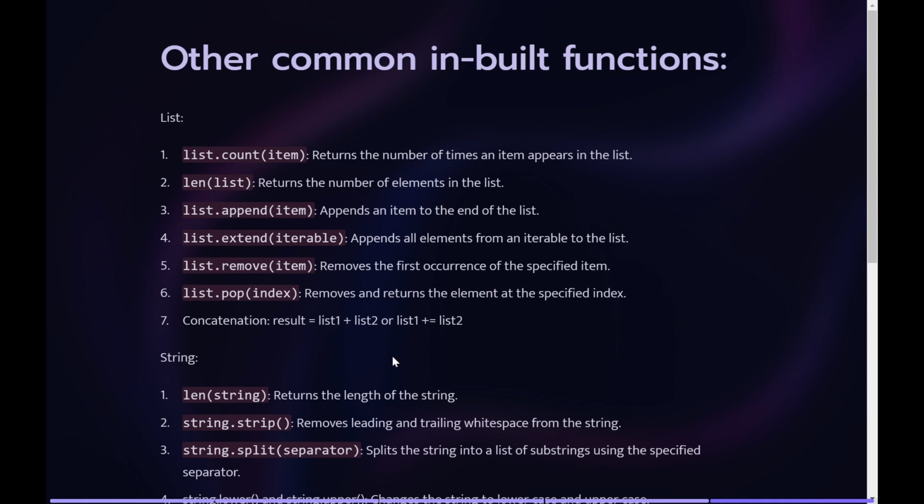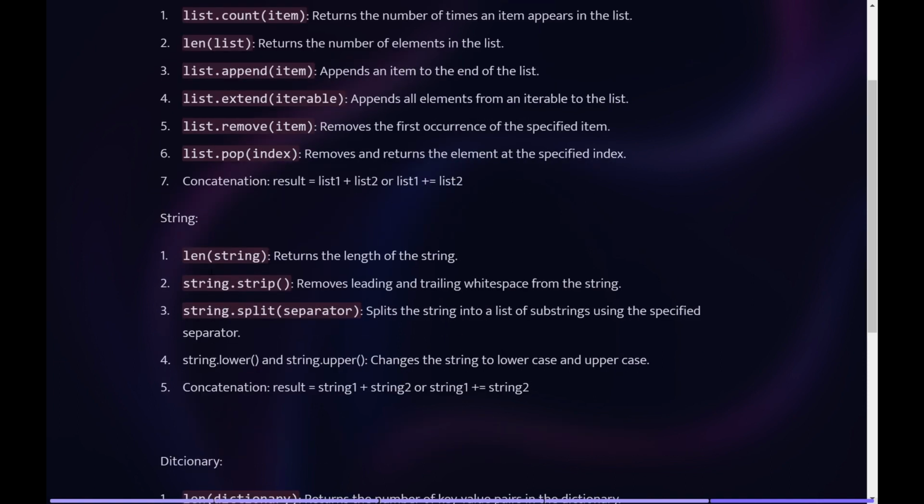Moving on to string, we have length, again the length function that returns a length, and the strip function that removes the leading and trailing white spaces, which means the blank space that is before and after a particular string. And string.split separates the string whenever it encounters a specific separator. Say I want to split wherever there is a comma in the string, I can use string.split and enter comma as the separator.